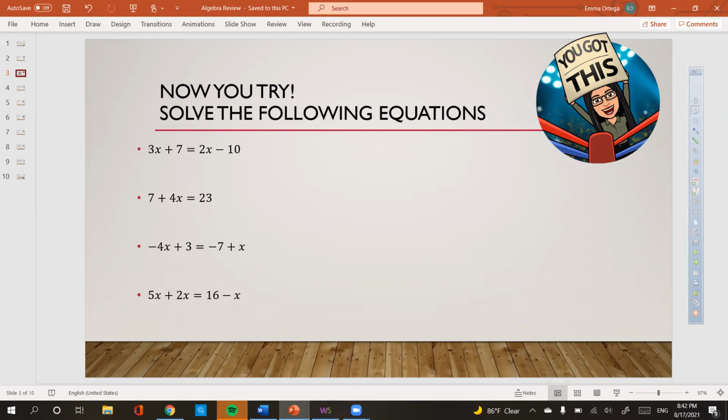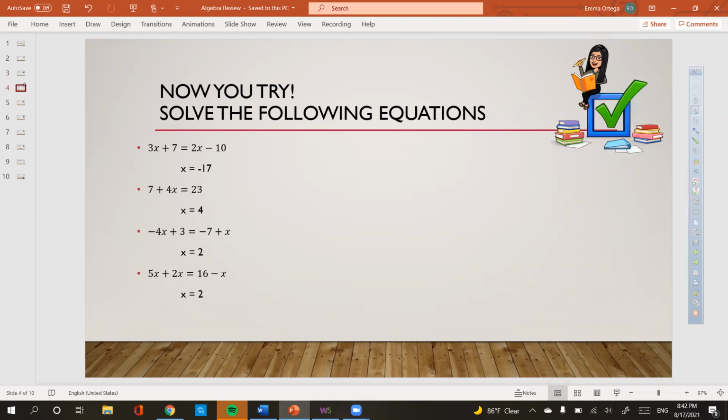Alrighty, so I assume all of you have already tried all of these 4 problems. On the next slide, I'm going to go ahead and show you the answers. These are the answers you should have gotten in those 4 problems. The first one should have been x equals negative 17. The second one, x equals 4. The third one, x equals 2. And the fourth one, x equals 2.